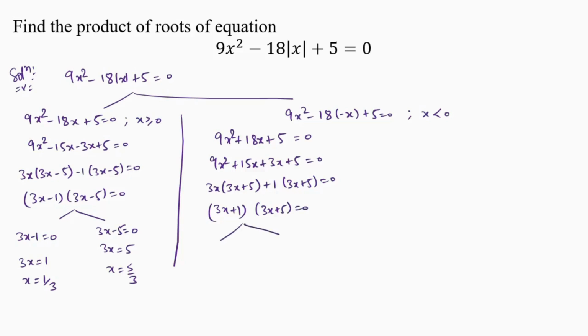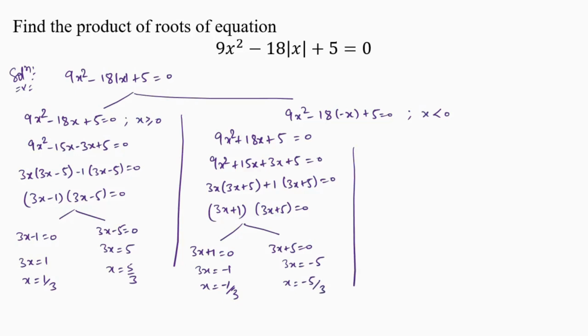So from here we get two equations, 3x plus 1 equals to 0 and 3x plus 5 equals to 0. So from the first case we get 3x equals to minus 1, so x equals to minus 1 by 3, and from the second case 3x equals to minus 5, so x is minus 5 by 3.